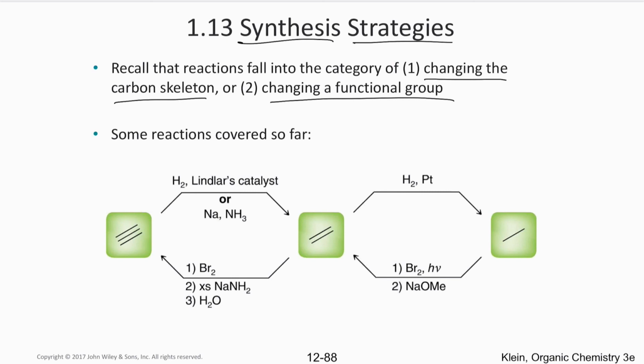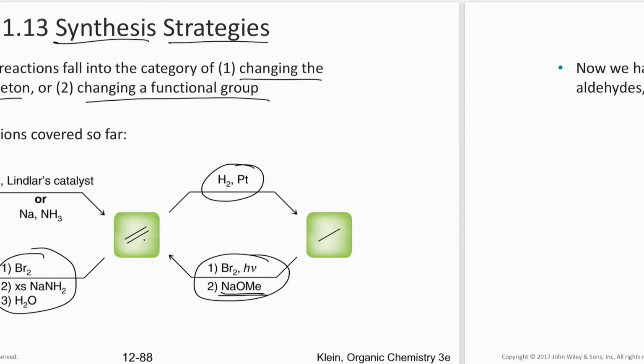When you want to change the carbon skeleton, you generally do so by changing a triple bond to a double bond to a single bond. If you want to use a Poisson catalyst or a Lindlar's catalyst, you can convert from a triple bond to a double bond. And if you want to reverse that, we can use excess sodium amide. If you want to convert from a double bond to a single bond, we can use catalytic reduction, catalytic hydrogenation. If you want to reverse that, we can use bromination followed by an elimination reaction, which involves sodium methoxide.